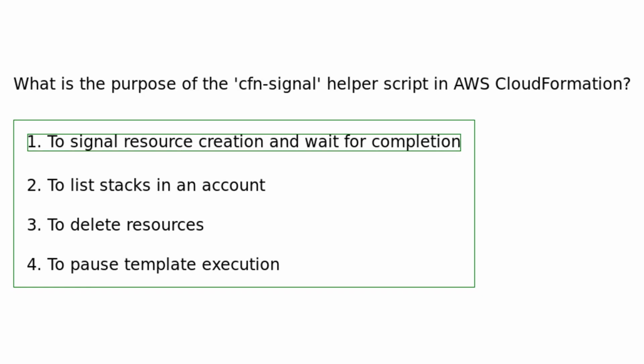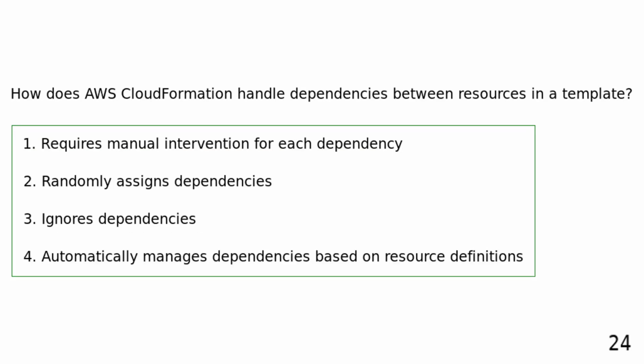The cfn-signal helper script in AWS CloudFormation is used to signal the creation status of a resource and wait for its completion before proceeding with the template execution. How does AWS CloudFormation handle dependencies between resources in a template?